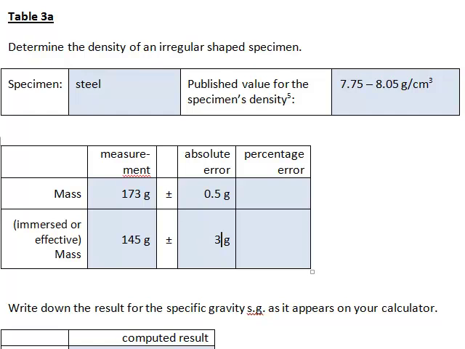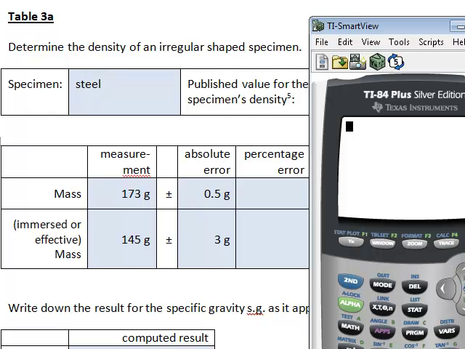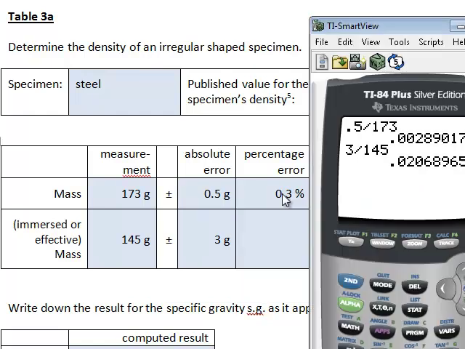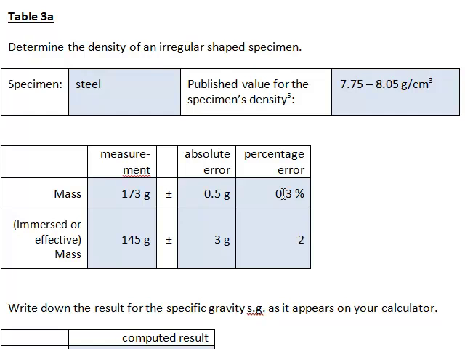Then again, determine the percentage errors. It's going to be 0.5 divided by 173, so that's 0.3%, and the other one is 3 divided by 145, and that's going to be 2%, so 0.3%, and I'll just say 2%.